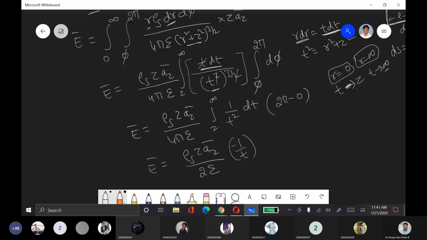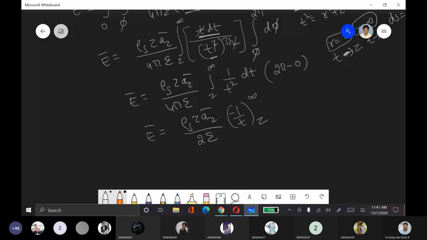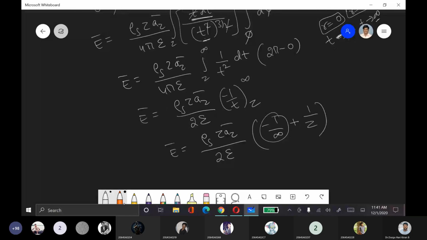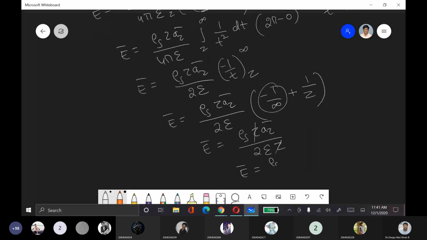If I put infinity, so rho s z a z by 2 epsilon, minus 1 by infinity minus, plus 1 by z. 1 by infinity is 0, this becomes 0. So E bar is equal to rho s z a z by 2 epsilon z. So these two get cancelled. So E bar is equal to rho s by 2 epsilon a z bar. This is my equation.